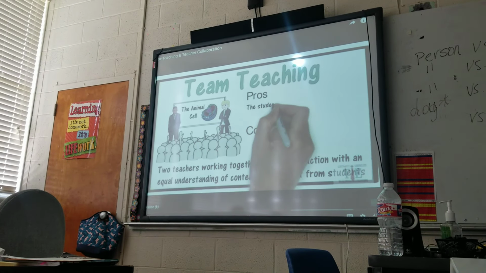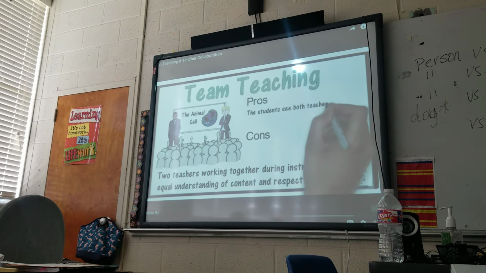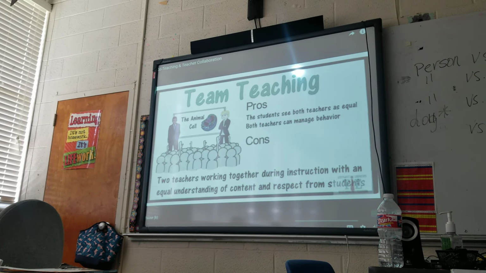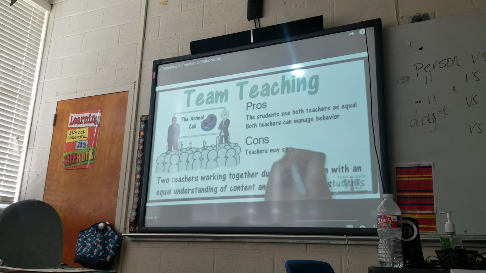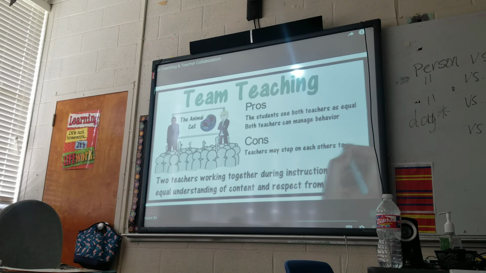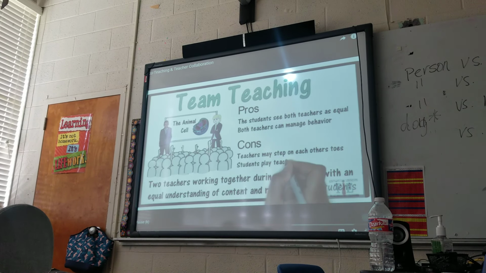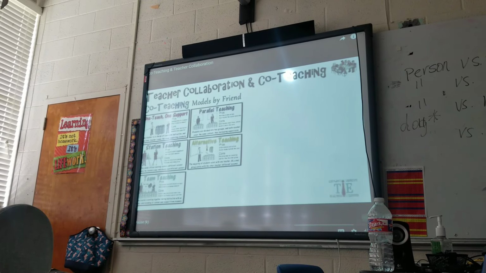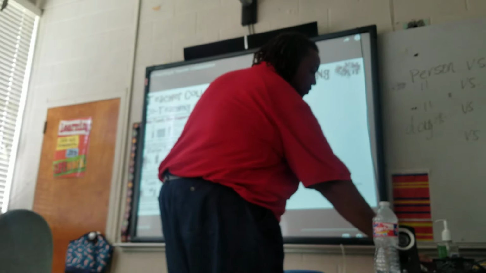The positives of this model are the students see both teachers as equals. Both teachers can manage behavior. The negatives are that the teachers may step on each other's toes, and the students can often play teachers against each other. These models should be incorporated into what's called an inclusion classroom.